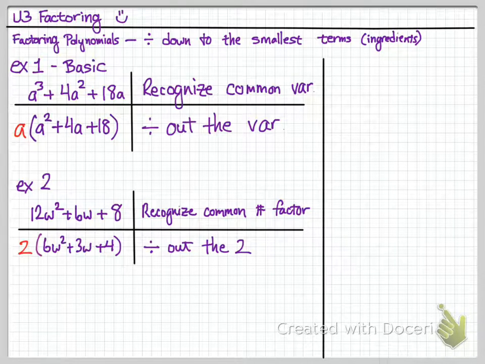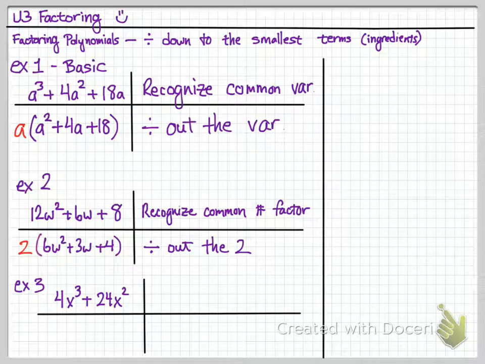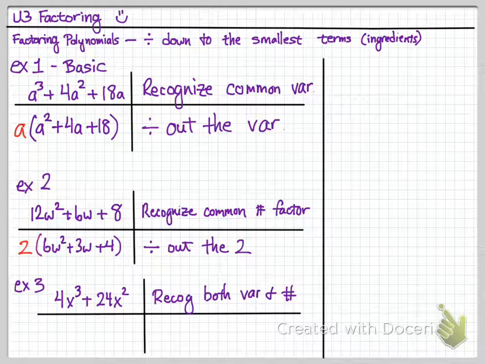And our third example for today is 4x cubed plus 24x squared. See if there's any common factors. You should recognize that both a variable and the numbers have common factors. See if you can see what they are. If you said 4 and x squared, you would be correct.